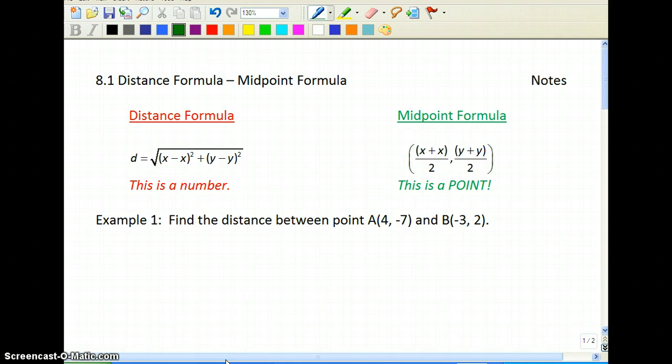The midpoint formula, you add the x's and divide by 2, add the y's and divide by 2. This is a point. It's the halfway point between 2 points. So this answer is a number. This one is a point. That's a big mistake people make.